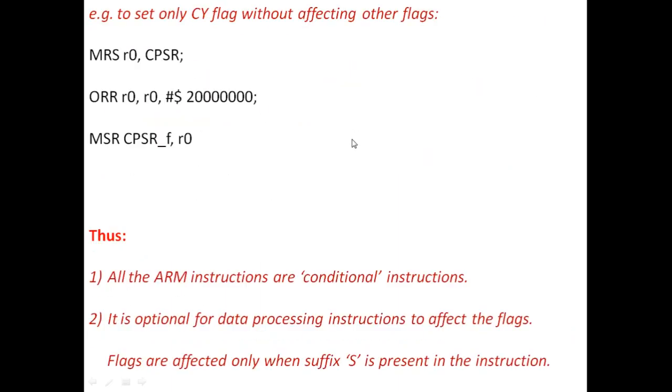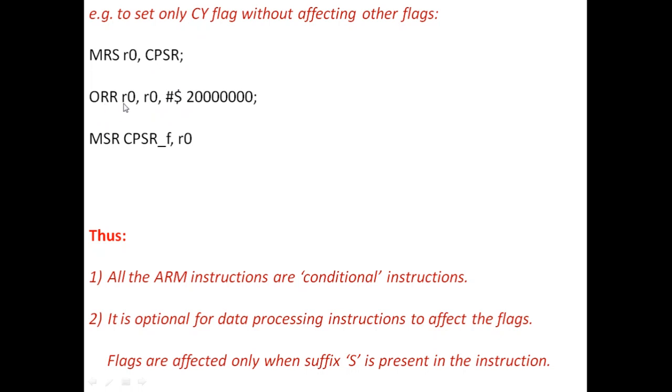Okay, you can just see an example. Suppose you want to set only the carry flag without affecting other flags. Then what you are supposed to do is copy the content of the CPSR into a general purpose register, then modify the carry flag, and then put the content of that register back to the appropriate field of the CPSR. So this instruction will copy the CPSR into R0, all 32 bits. Then this instruction will just set the required flag.